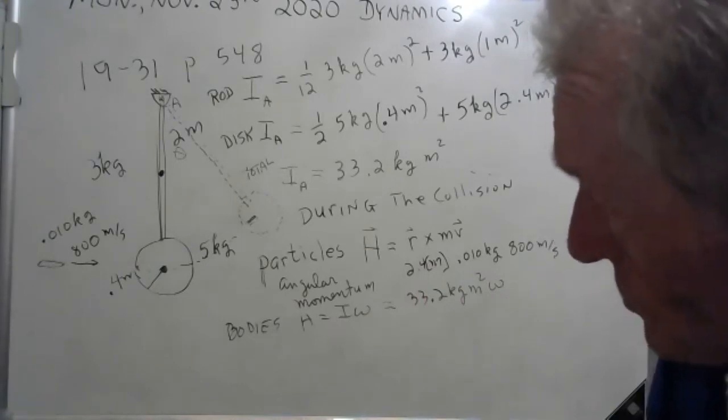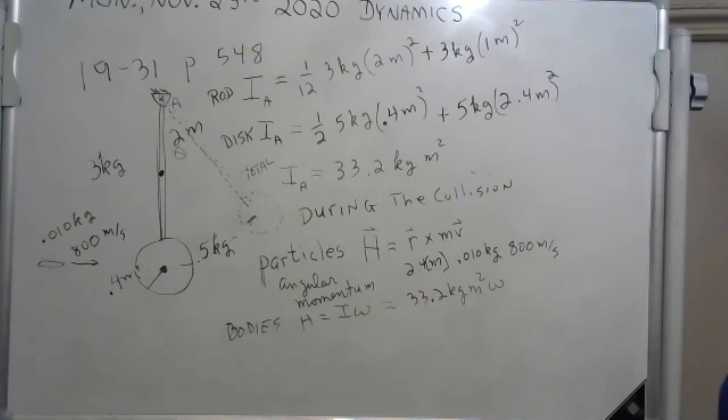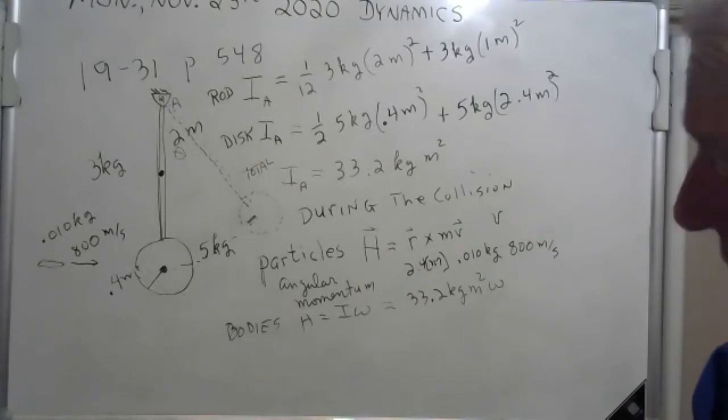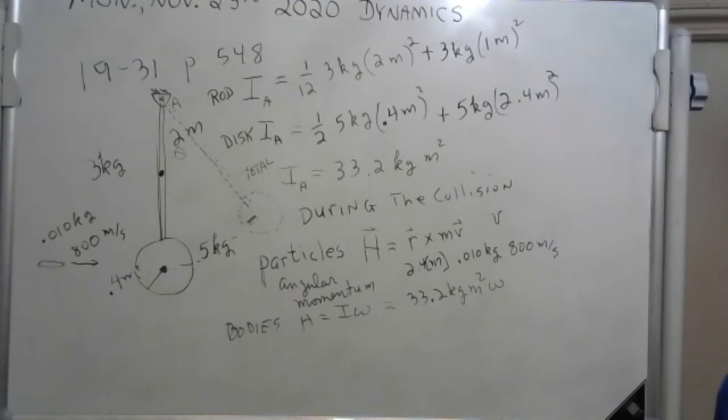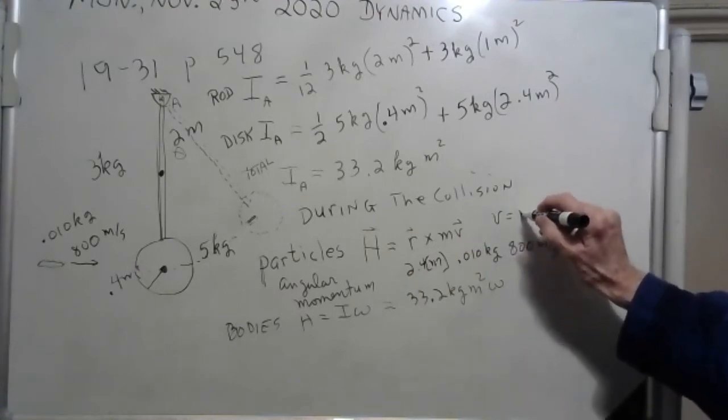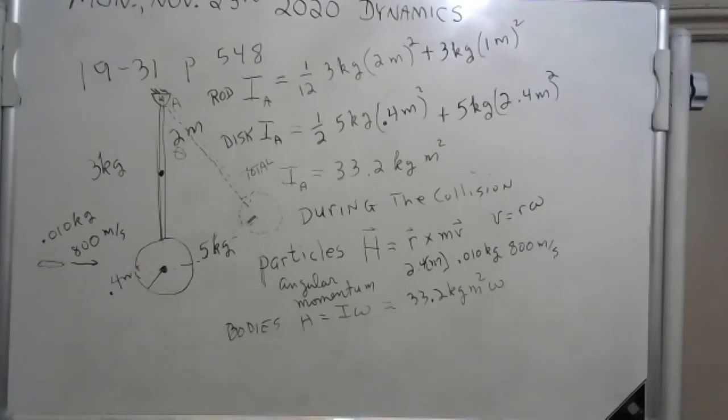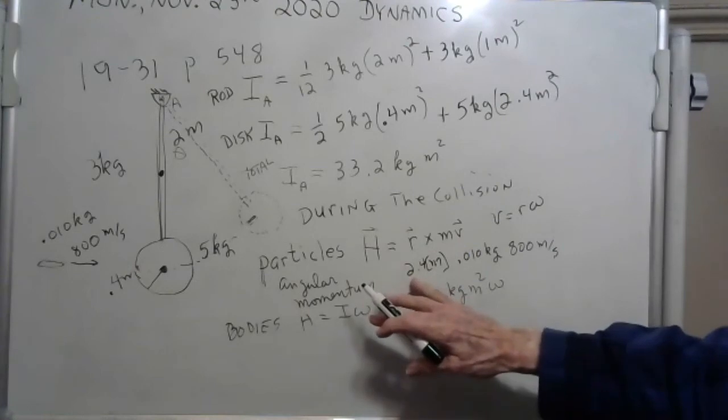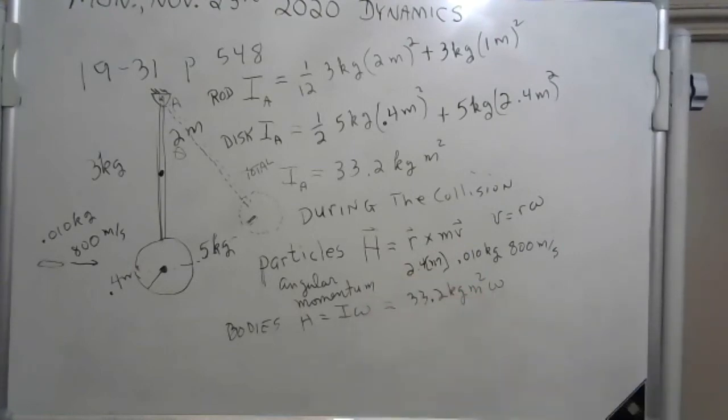However, we have a relationship at the end of the collision. The velocity of that body with the embedded bullet is equal to r omega. So now wait a minute. This is the initial angular momentum. It also has a final angular momentum. I know this is a little confusing. I need some room to write the equation.